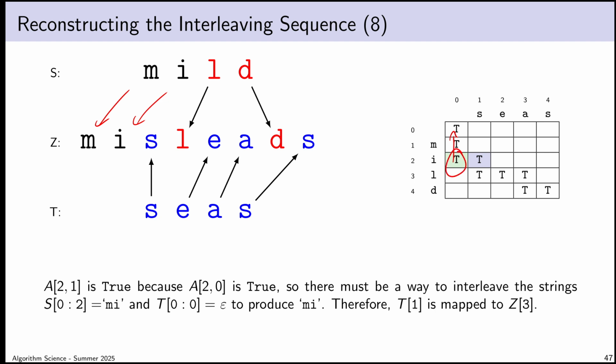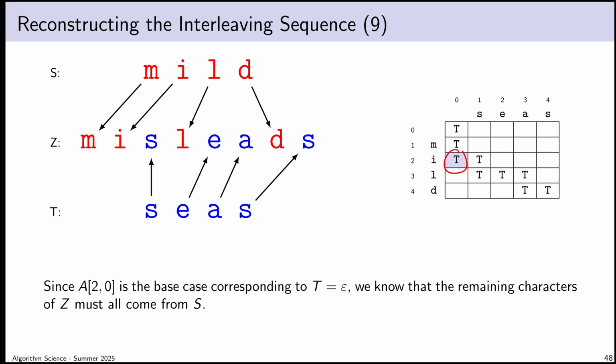So once we get a base case, we don't actually have to keep crawling through the matrix, we can just stop. So the base case I end up at here, which would be 2, 0, is the base case corresponding to the first few characters of S matching up with the first few characters of Z. Because the index J is 0, I'm not allowed to use any more characters of T, which we can observe because I've used up all the characters of T.